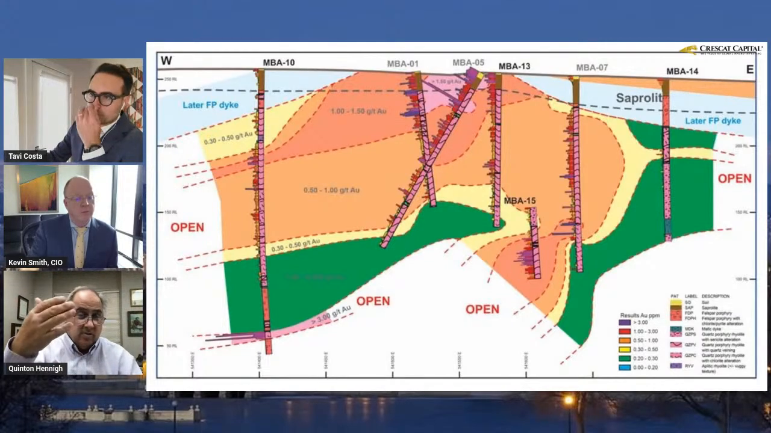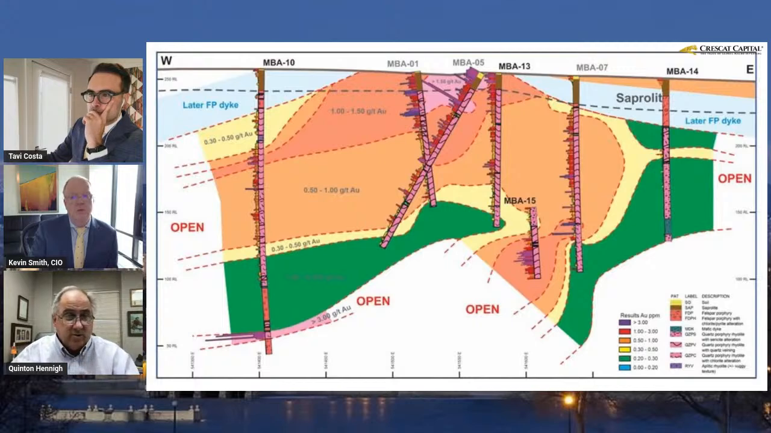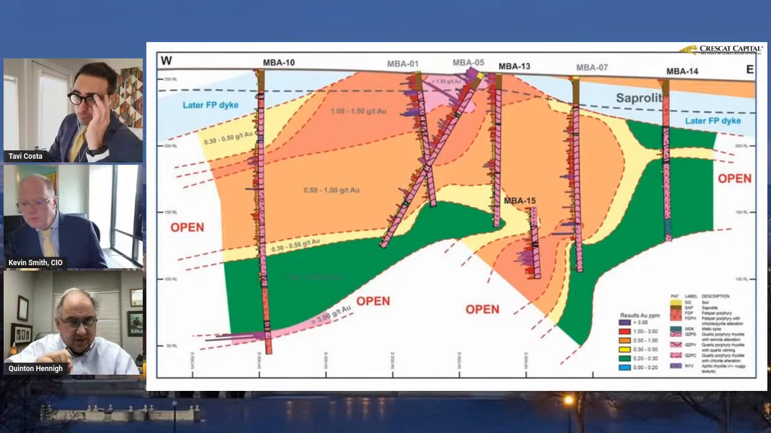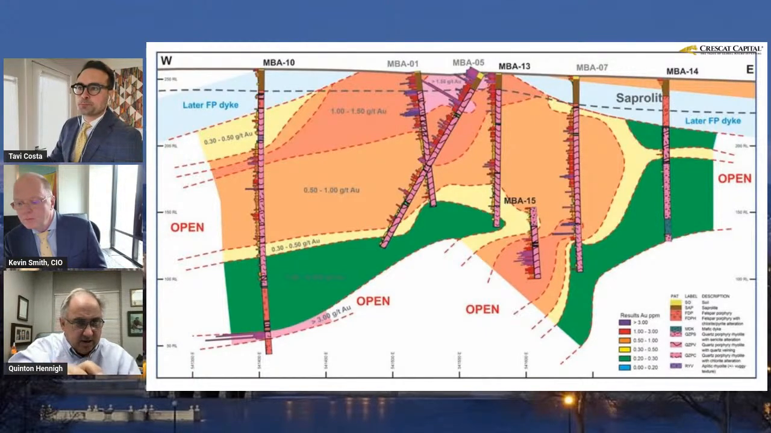In other words, we're at the southern edge, and as time goes on, we'll see what they get as they go further northward. But they are getting some pretty good grades in local areas, like down here at the bottom of hole 15. There's a higher grade stretch. Look at way down there at the bottom of hole 10.